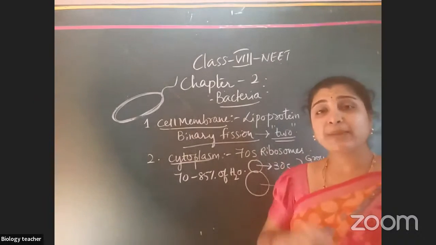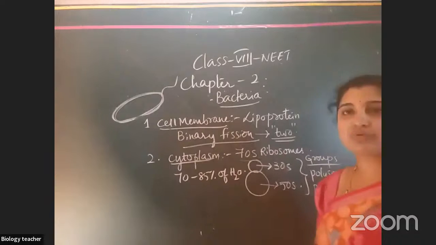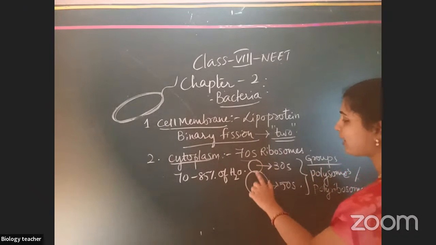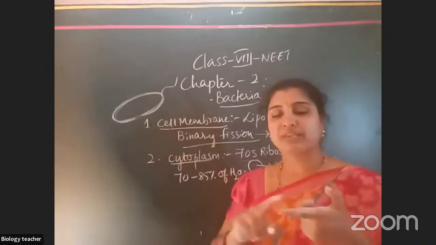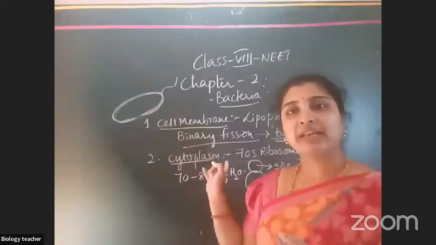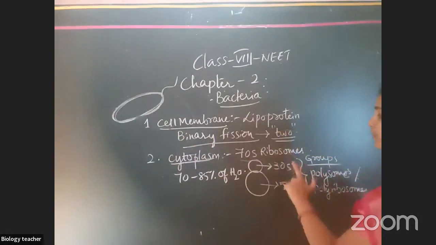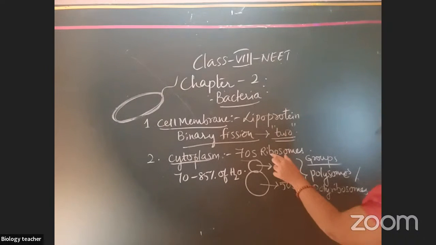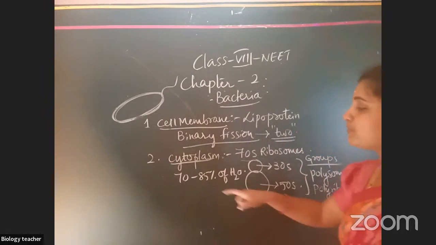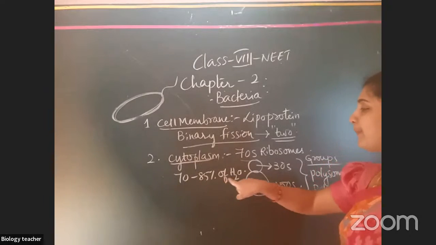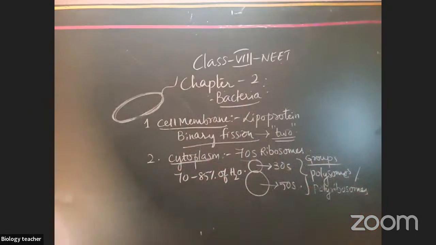Which type of ribosome is present? 70S ribosome. The 70S ribosome is made up of two units, one is 30S and another is 50S. Generally, we have two types of ribosomes: 70S ribosome and 80S ribosome. In bacteria, the 70S ribosome is present, made up of 30S and 50S. If they are present in groups, that group is known as polysomes or polyribosomes. And how much water is present? 70 to 85% water. Okay, this is about the cytoplasm.